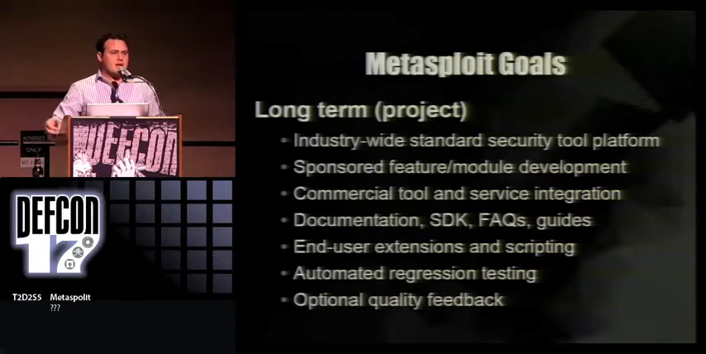So you can combine exploits with the remote agent system. Lots of documentation, lots of SDK stuff, lots of good goals there. Looking at ways for the end user to be able to script things and automate things easily without actually having to know Ruby, which is going to be a little bit of a challenge. I think we can do it. And finally, actually having automated regression testing and quality feedback if you possibly can.